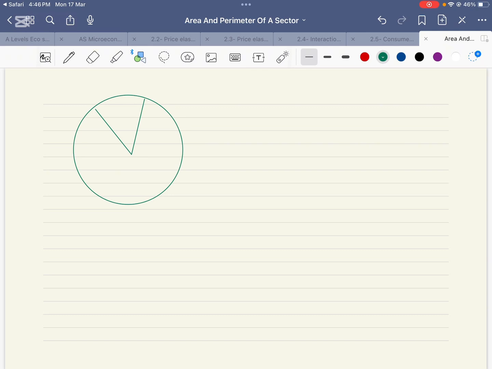Sector is part of a circle. So first let's see what a sector is. This here is the radius. If you double it, this entire thing, highlighting with a different highlighter color, becomes a diameter. Diameter has two radii in it. Now this one here is the arc, right? This is the arc.